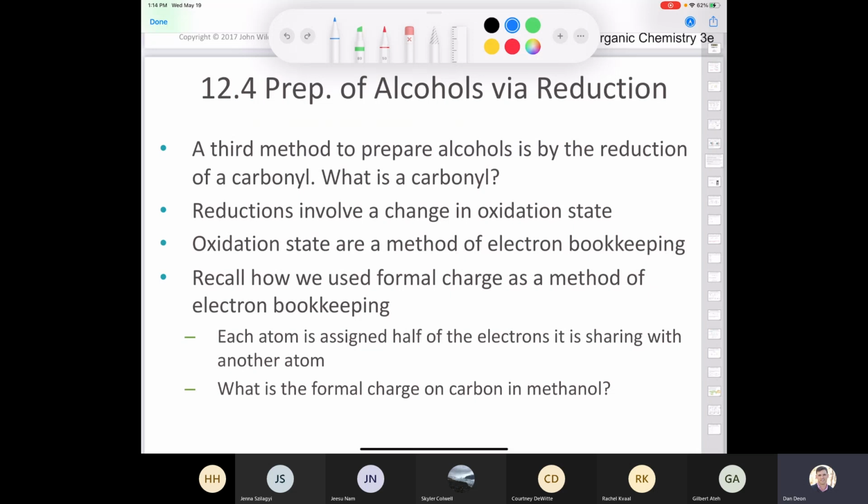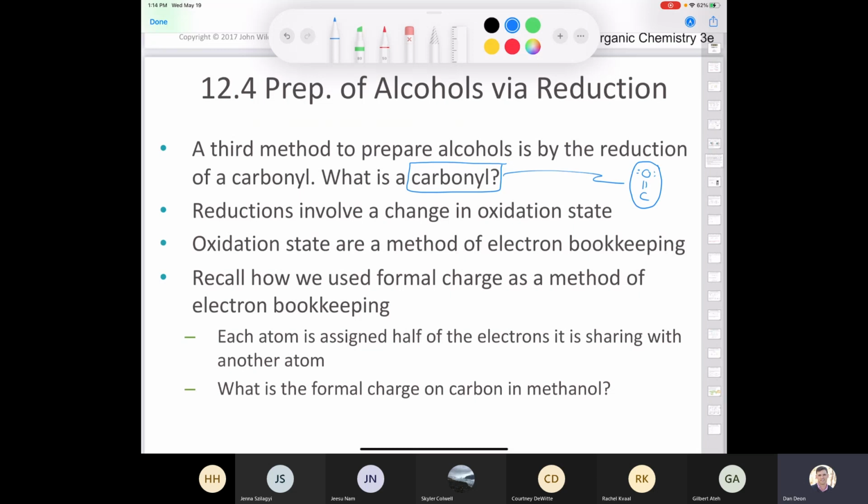So it says here another method to prepare alcohols is by the reduction of a carbonyl. Now, what is a carbonyl? This is just a review question. Everybody here should know what a carbonyl is. Carbonyls are found in functional groups like ketones, aldehydes, carboxylic acids, esters, amides, and others as well. But a carbonyl is just when we have a carbon with a double bond to an oxygen. That is a carbonyl. Okay, nothing more than that.